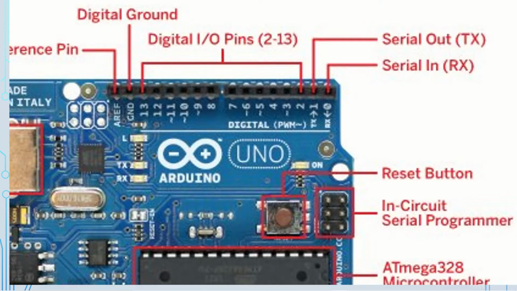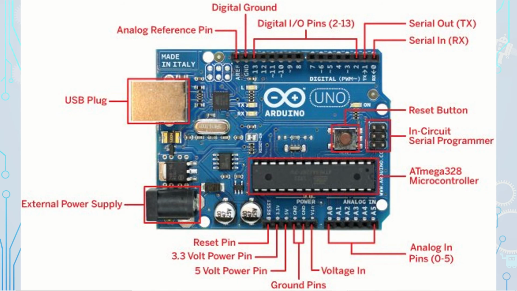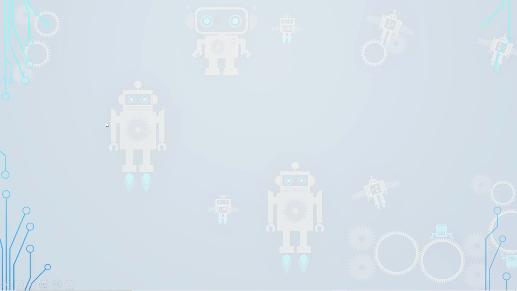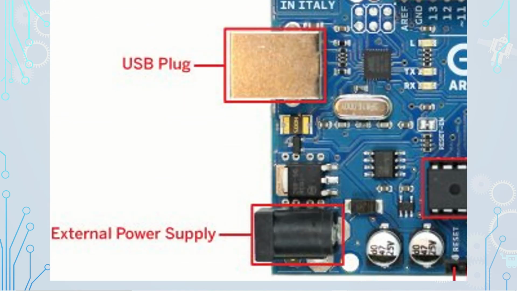So this is the introduction, the understanding of the complete microcontroller board, where we understood the digital pins, the analog pins, the power pins, and the input, and how to power the Arduino in three alternate ways: voltage in, external power supply, and USB plug. Now that we understood this very clearly, if you have any doubt, please note it down and we'll discuss it.